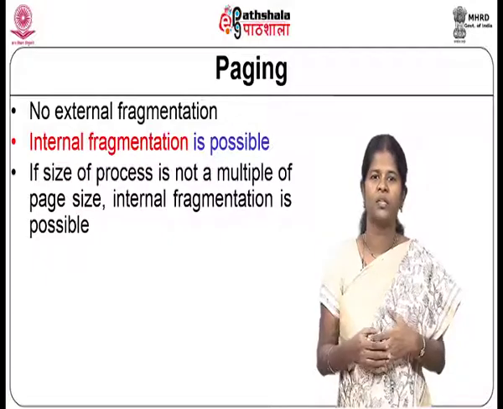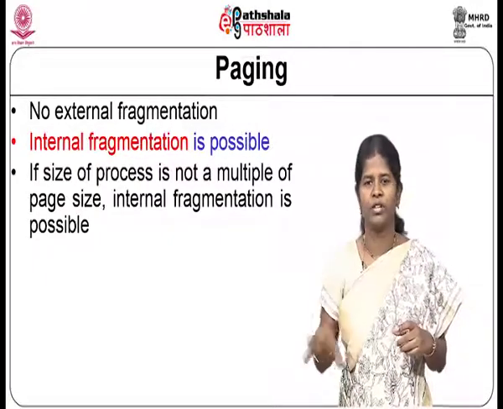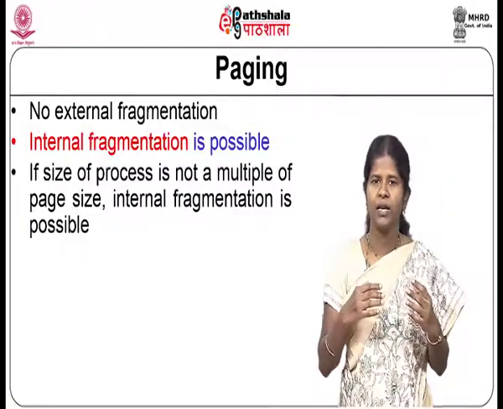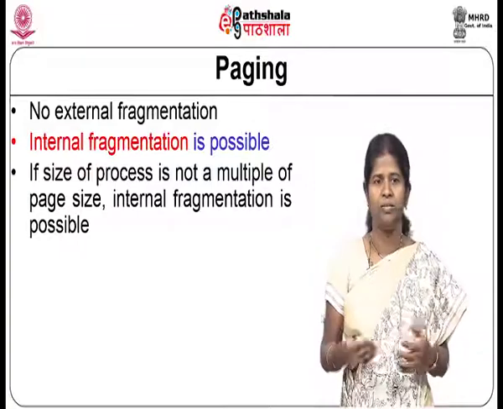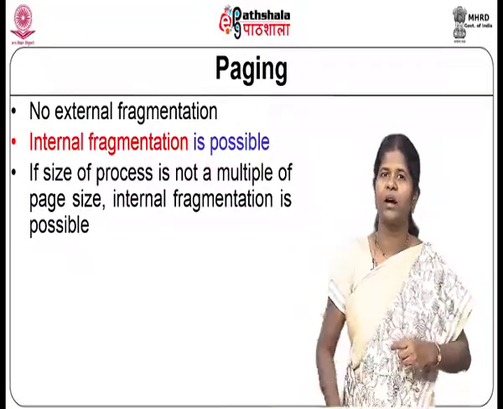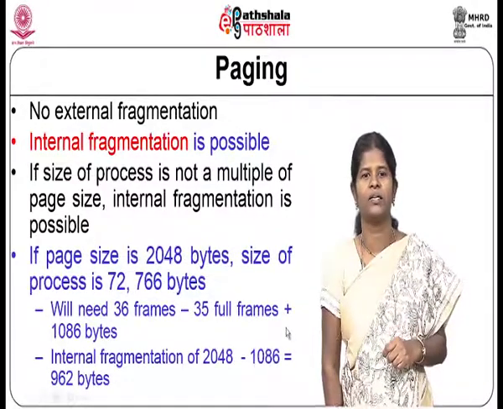is 1 kilobyte and if the size of the process is 10 kilobytes, it will exactly sit in 10 different pages. But if the size of the process is say 10 kilobytes plus some 100 bytes, the extra 100 bytes will go and sit in the 11th frame. The 11th frame will not be fully used. So, just look at this example.